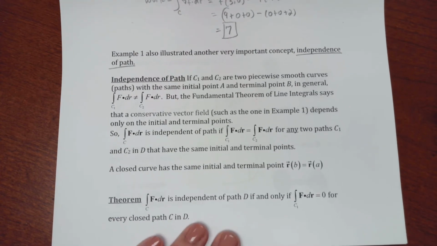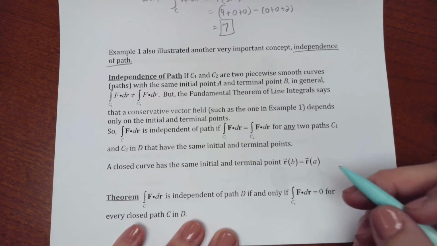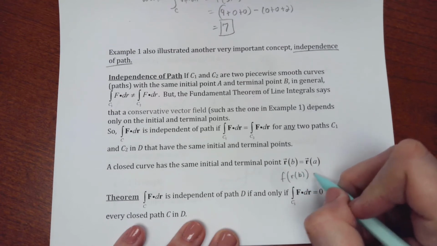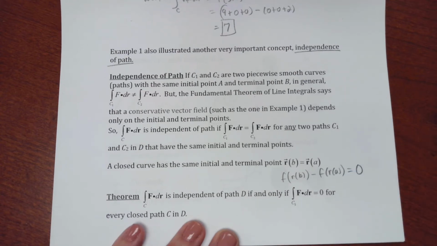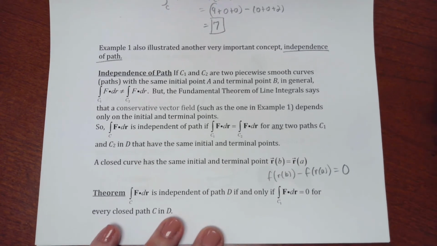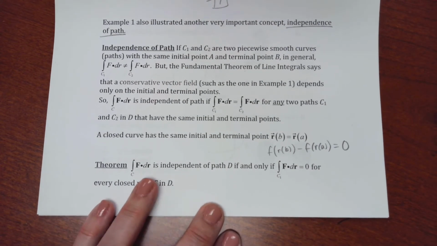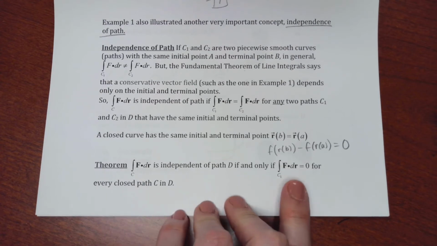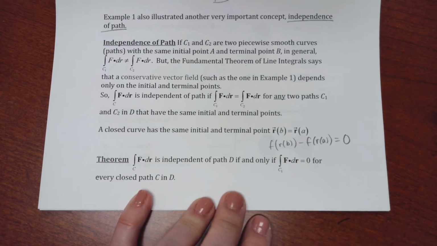Okay. A closed curve has the same initial and terminal point. So when you have a closed curve, like if you come back to where you started, then what's going to happen? F of r(b) minus f of r(a) will be 0 because they'll be the same. So your work is independent of path if and only if this equals 0 for every closed path. So that's just kind of like denoting that little rule right there.